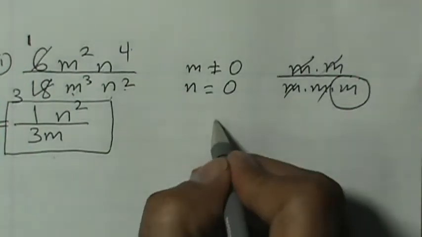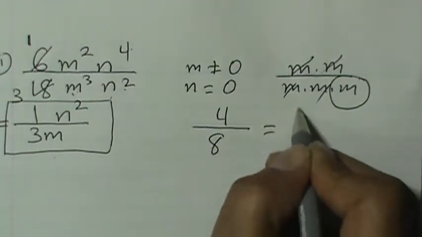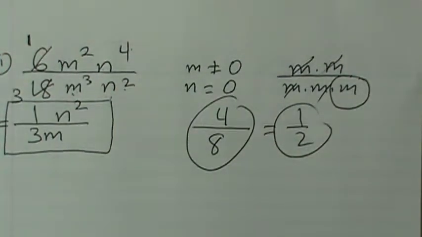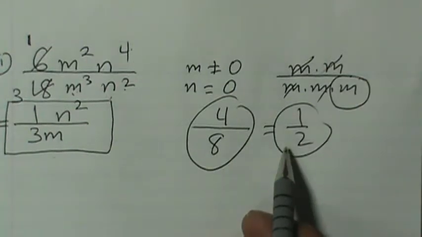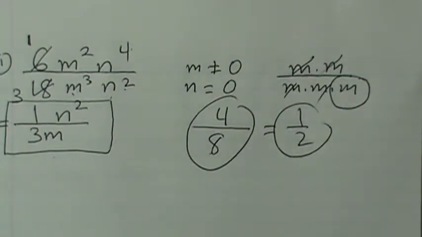For example, here, very simple example. If I have 4 over 8, which is the same as 1 over 2, there is no difference in terms of the value between these two. But this is in more simplest form than this. So that's exactly what simplifying a rational expression represents.